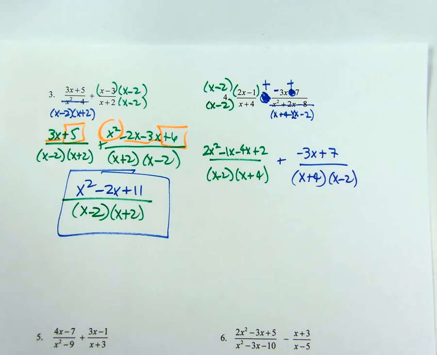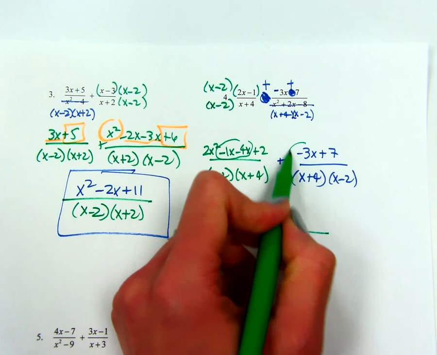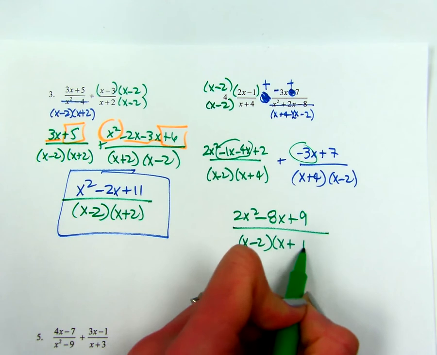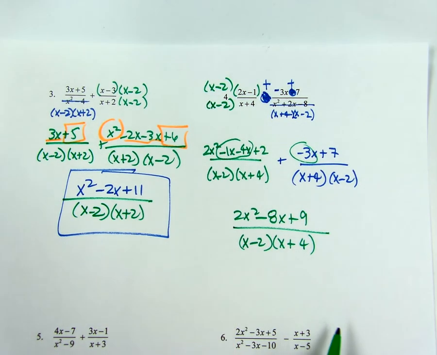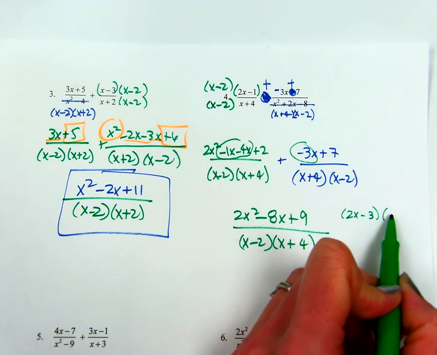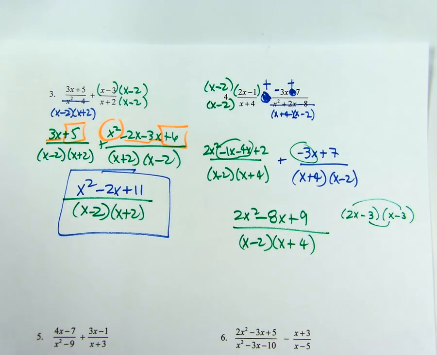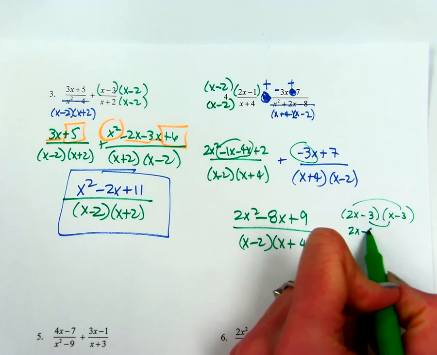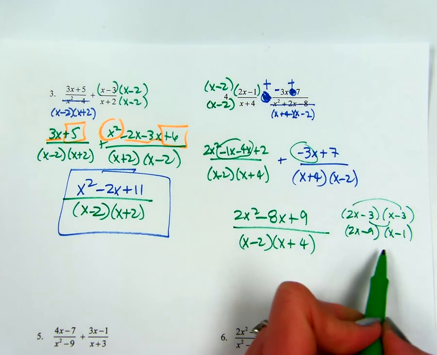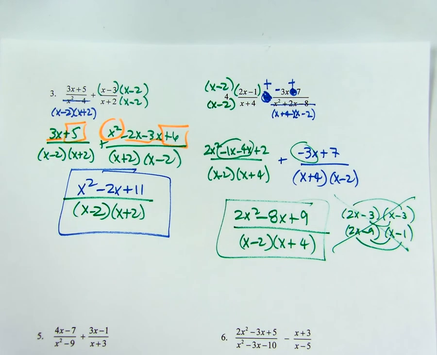Alright, now I have the same denominator, so I can combine them. And I have 2x squared. If I look at all my x's, I've got negative 8x plus 9. Okay, so I was going to double check if I can multiply anything. I could try like 2x minus 3 and x minus 3. That would give me negative 3 and negative 6. That doesn't add to 9. If I do 2x minus 9, x minus 1, that'll give me negative 9 and negative 2. That's negative 10. So it doesn't factor. So I'm just left with that.